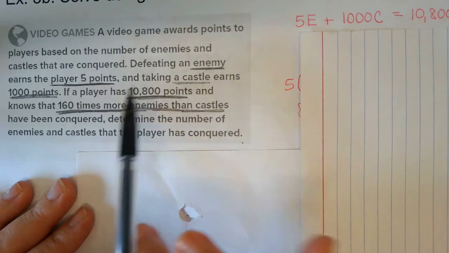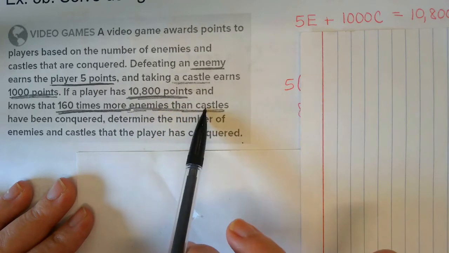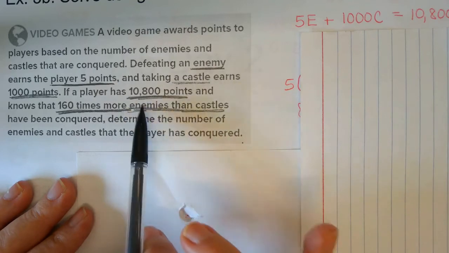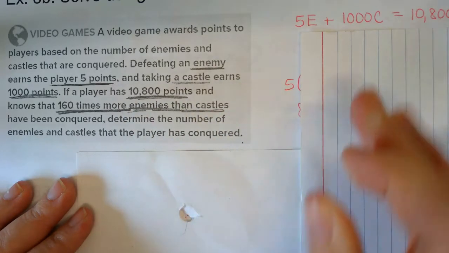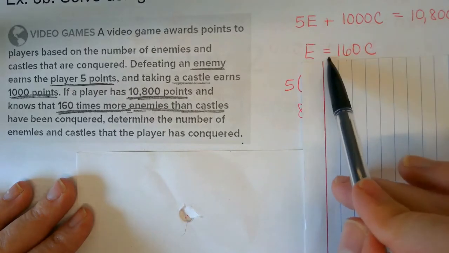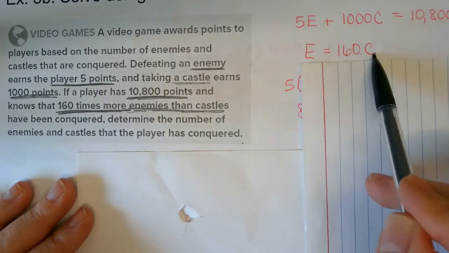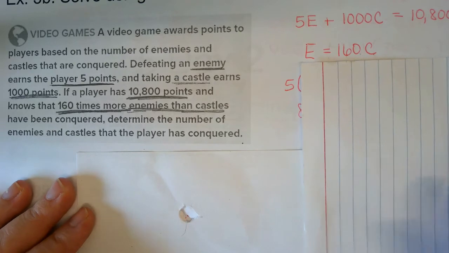Am I going to have more of the enemies or more of the castles? They're saying you have more enemies than castles. So the enemies is what's going to be equal to me doing 160 times my castles. Once you have that, then you can start solving.